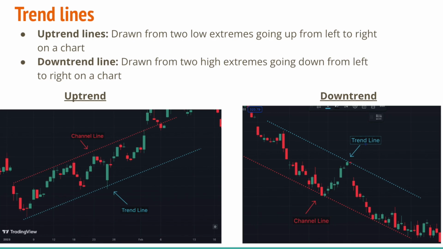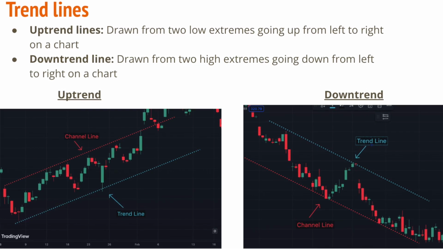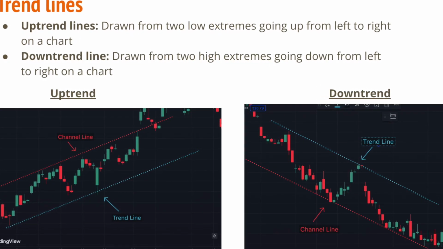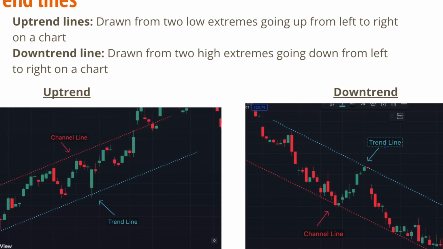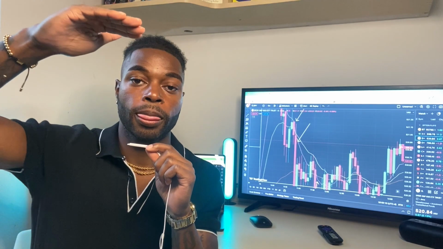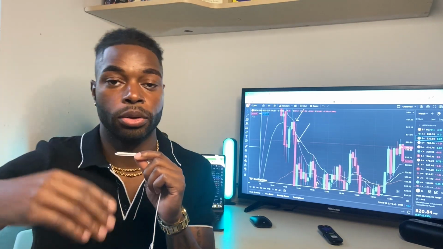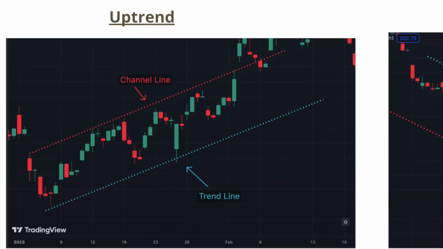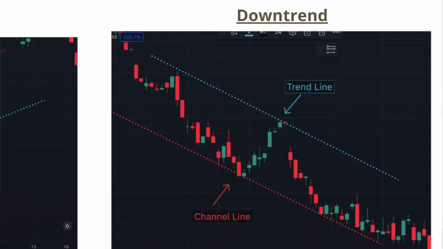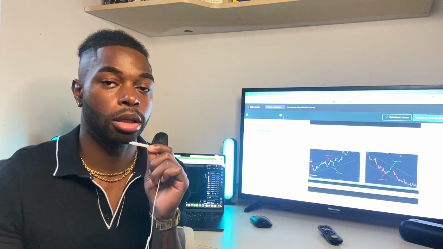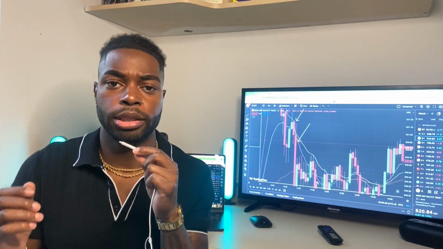So in an uptrend, the trend line is drawn from two extremes, two low extremes on the same side, and the channel line is drawn on the top of that uptrend. So as you can see here, the trend line is drawn by meeting two lows, two extremes on the low side. And then on a downtrend line, the trend line is drawn from two high extremes going down from left to right on the chart. And the channel line is drawn on the opposite side.